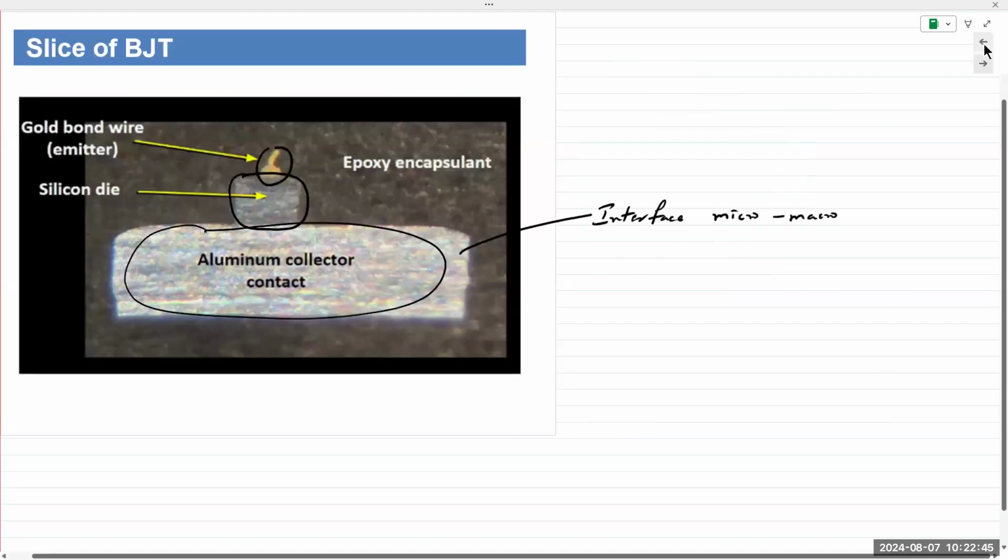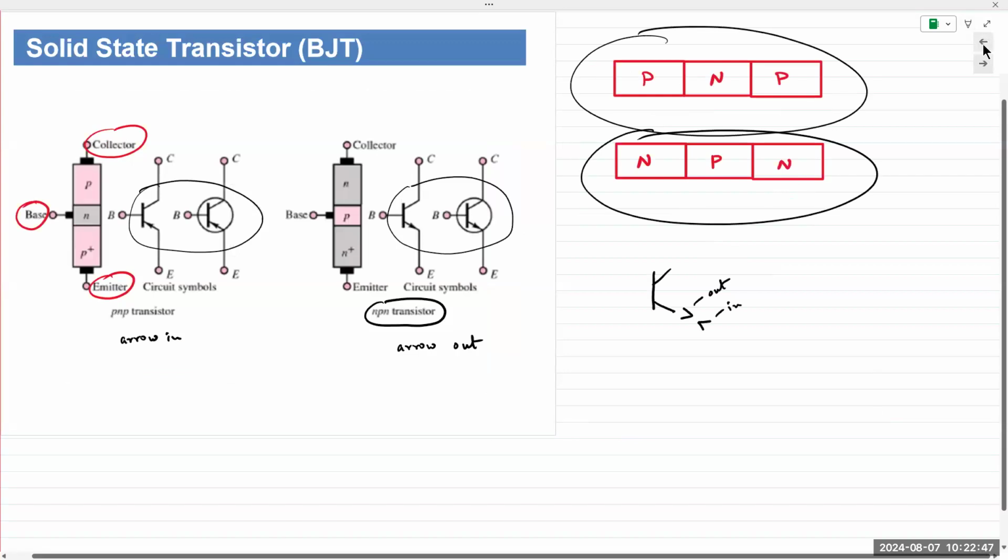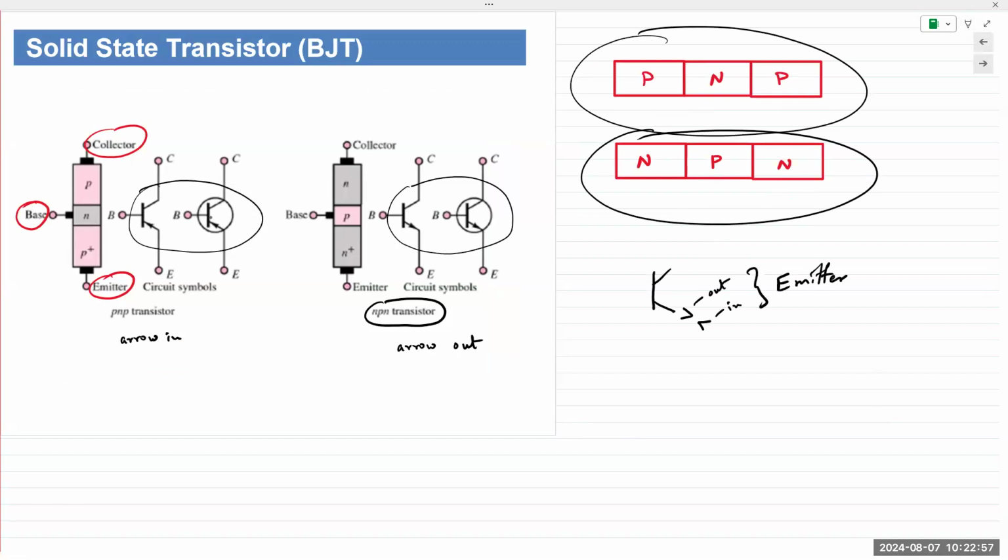And when we go to the symbol for a transistor, the arrow denotes the emitter. Emitter and collector, as the name suggests, the emitter emits charge carriers and the collector collects the charge carriers. And the base is the region that controls the charge carrier flow between the emitter and the collector. And that's also the basic principle of operation for a transistor.